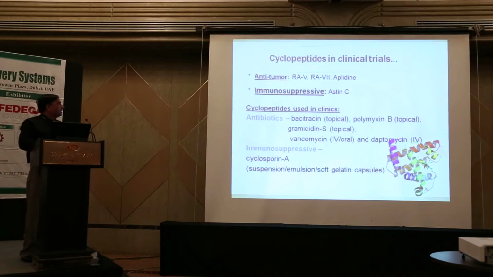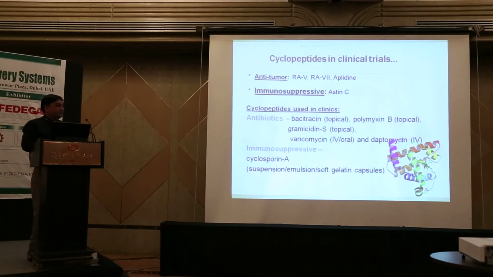Some of the cyclopeptides in clinical trials with anti-tumor activity: RAV, RA7, then aplidin, with the immunosuppressive action, astin C. Some of the cyclopeptides which are currently used in the clinics: bacitracin for topical administration, polymyxin B topical, gramicidin as topical, vancomycin IV and oral route, daptomycin IV.